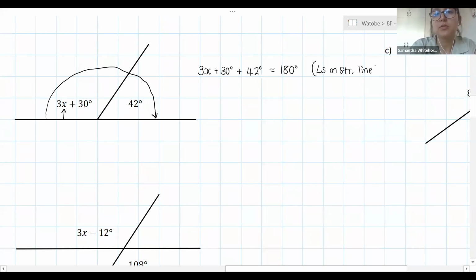My reason would be angles on a straight line. Now you are welcome to abbreviate straight to STR. You can obviously write it out as well, it really doesn't matter, but to try and save some time as you're working through these questions, we do allow you to abbreviate things. Right, and so what we now have is an equation. So Lungile, do you want to give it a try?